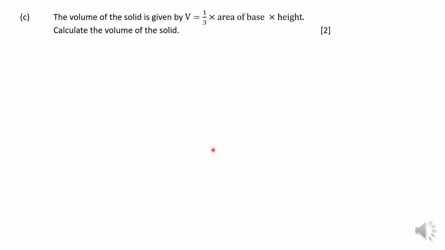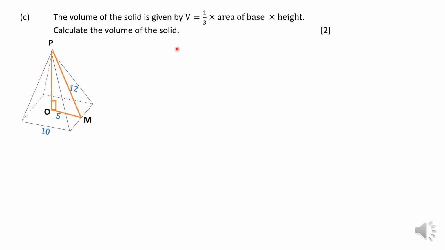All right, so now here they are giving us the volume, and they say it's given by the formula, a third times the area of the base, times the height. So we are supposed to find the volume of the solid. Now, in order for us to find the volume of the solid, we do not have the height. We know what the area of the base is. The area of the base is nothing but 10 times 10. And we also know from our previous work that PM is 12.